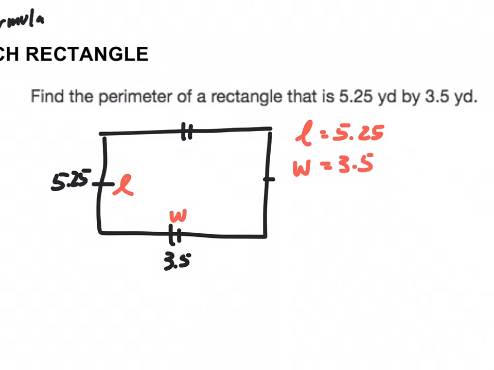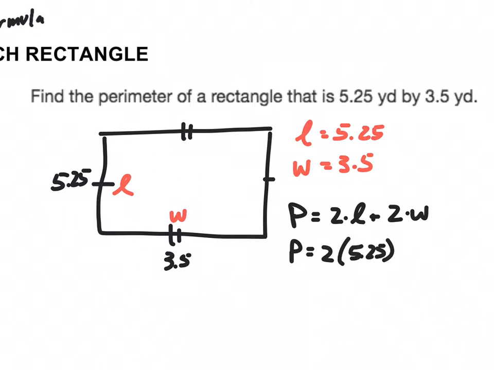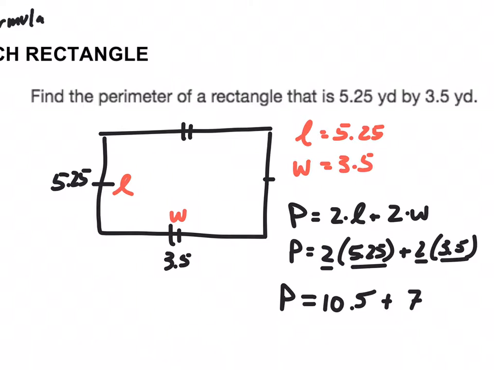So what I can do, again, is use my formula, 2 times my length plus 2 times my width. My perimeter is equal to 2 times my length, which is 5.25, plus 2 times my width, which is 3.5. Now 2 times 5.25 is going to give me 10.5. And then plus 2 times 3.5, which is going to give me 7. And if I do 10.5 plus 7, it's just going to be 17.5, and this is going to be yards.